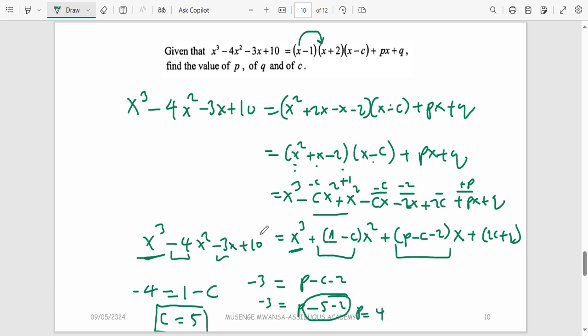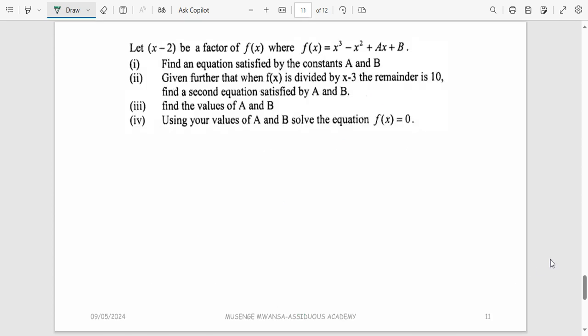Okay, and then compare the constants. 10 should be equal to the constant, which is 2c plus q. You already know what c is. c is 5, so 10 plus q. This is 10, this is 10. If they go to the same side, q is going to be equal to 0. So this is it. That's how you solve this one.